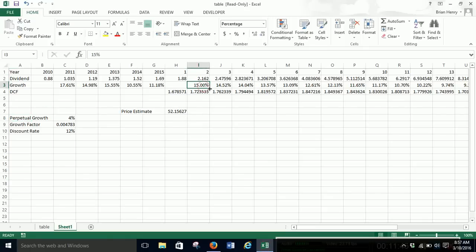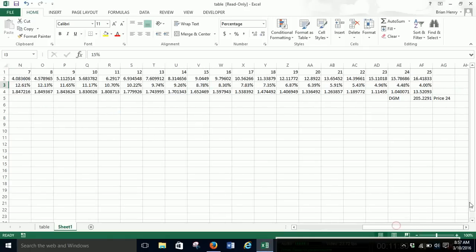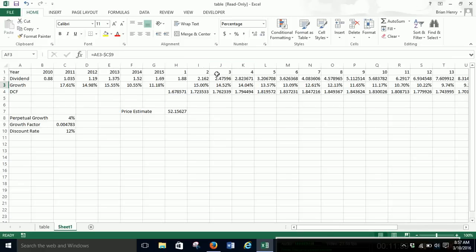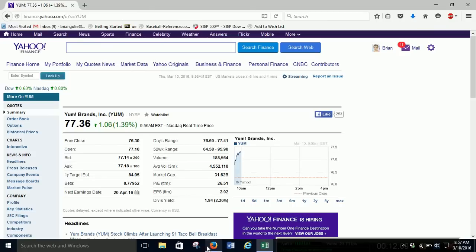You know, we could have been light on growth. We might not be growing it aggressively enough. We could be cutting it off too soon. So maybe it won't reach a perpetual growth rate for 50 years. You know, we can build the model out longer. And so what we're going to do next time, we're going to build a model that can expand and contract to meet the market price. That way we can see what toggles will get us to a price more in line with what we're seeing in the market.